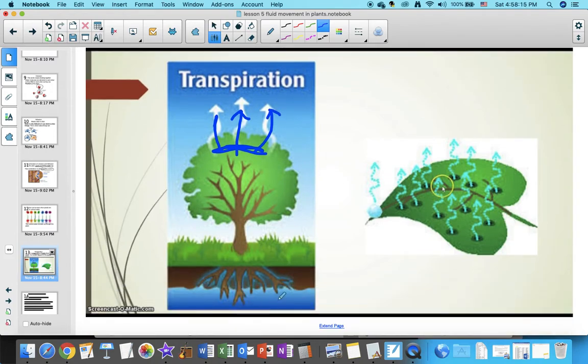So water gets pulled through because there's a high concentration of water here, low concentration here. So through osmosis, it gets pulled into the roots. Through cohesion, adhesion, and just a buildup of water, water gets pushed and pulled all the way up to the top. And when it reaches the top, it evaporates out through transpiration.